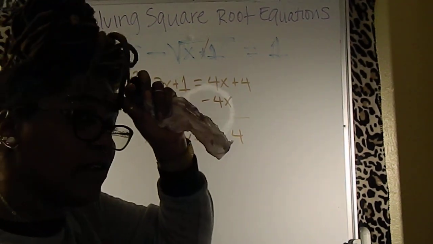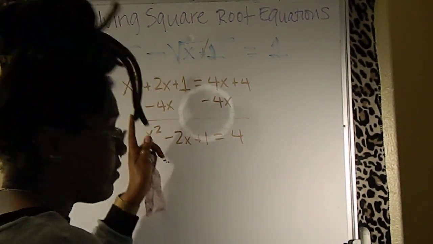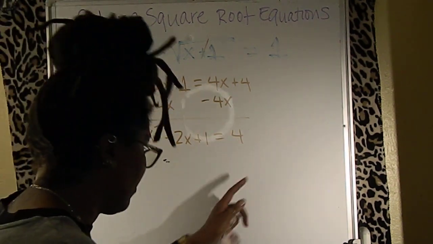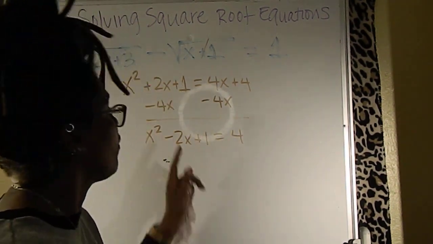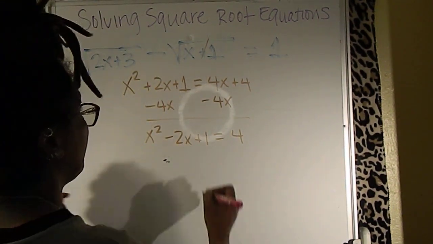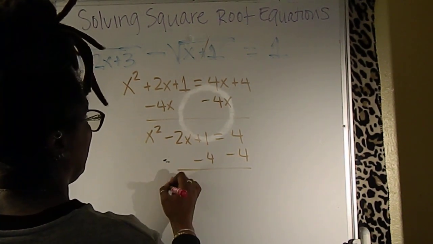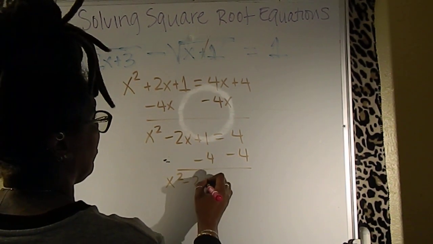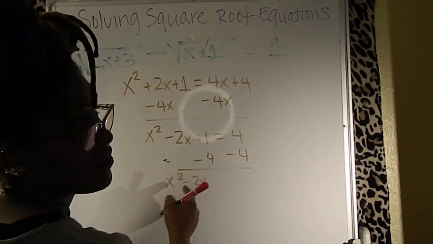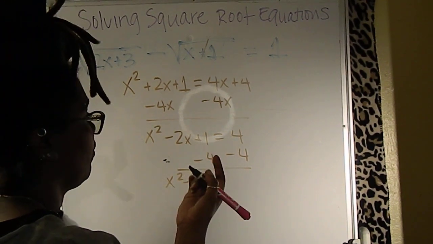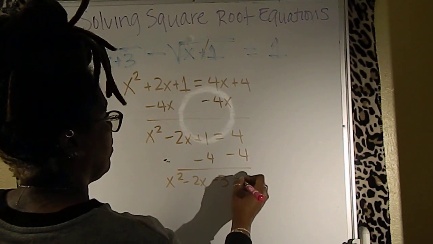And then what am I going to do? Across the equals again. This is it, you guys. Over and over and over. Minus 4. Minus 4, x squared minus 2x. Same rule, signs are different. Minus 3 is equal to 0.